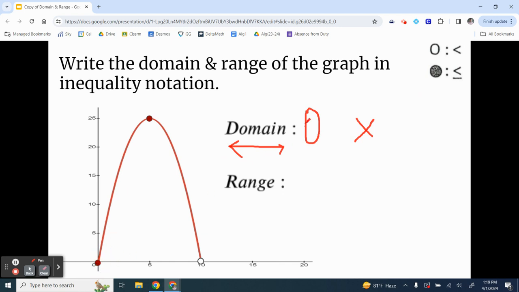So guess what that means? 0 is my smallest number. So all of my x's are definitely greater than 0. And guess what? It was a solid dot, so it's greater than or equal to 0.